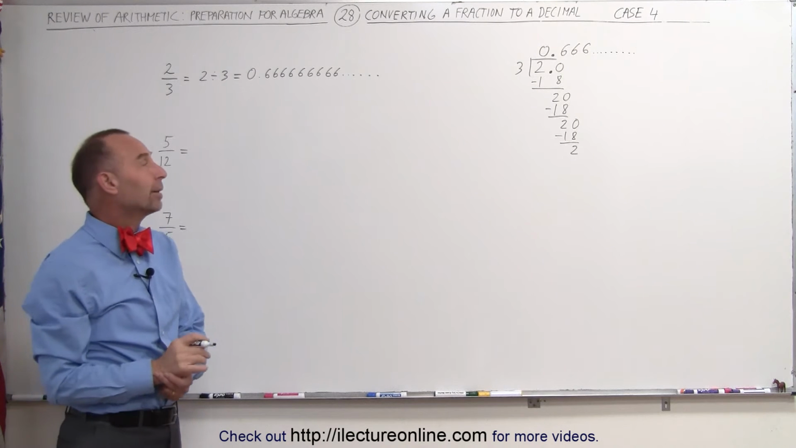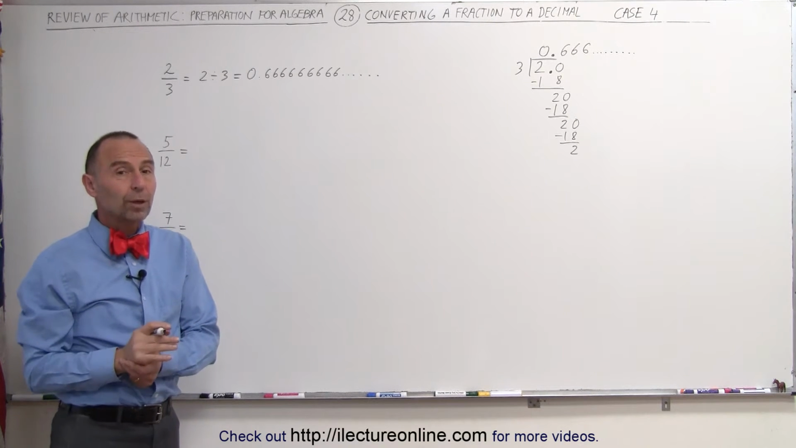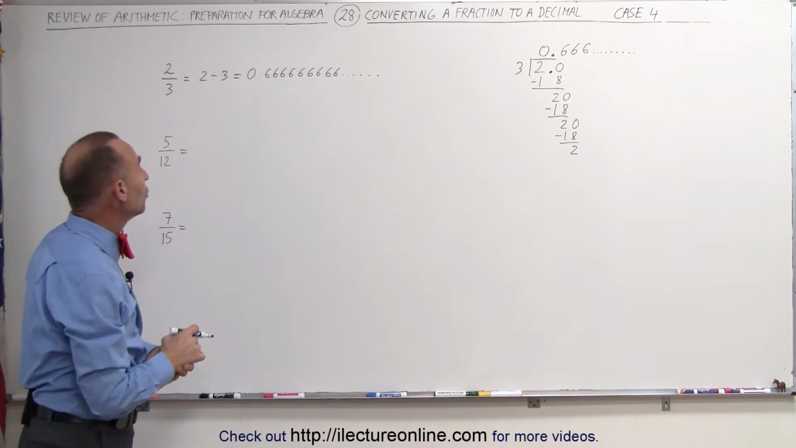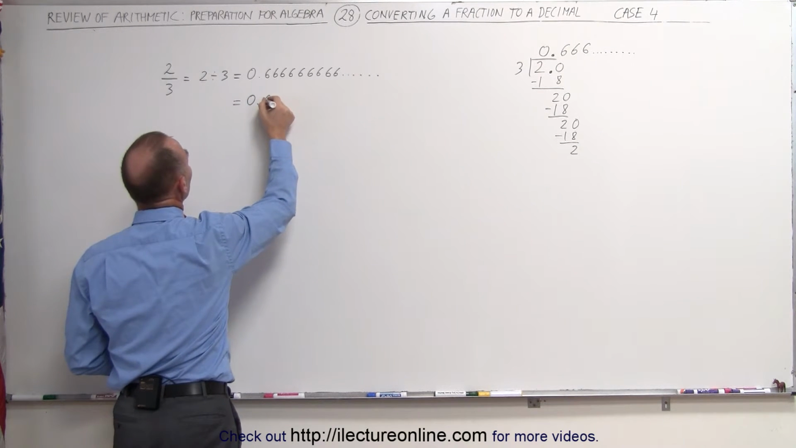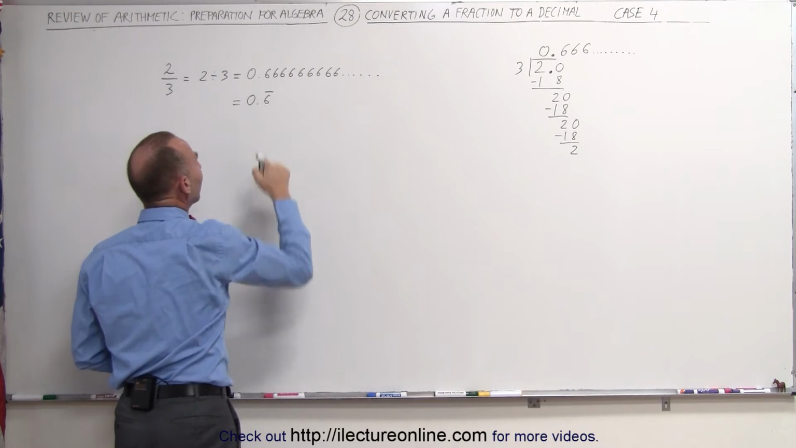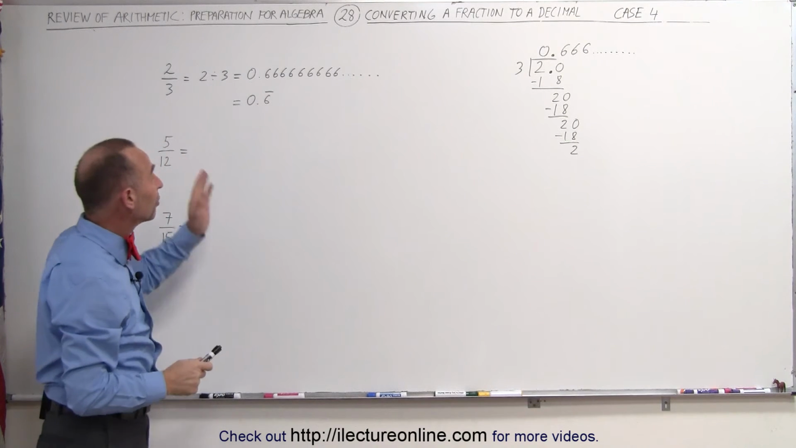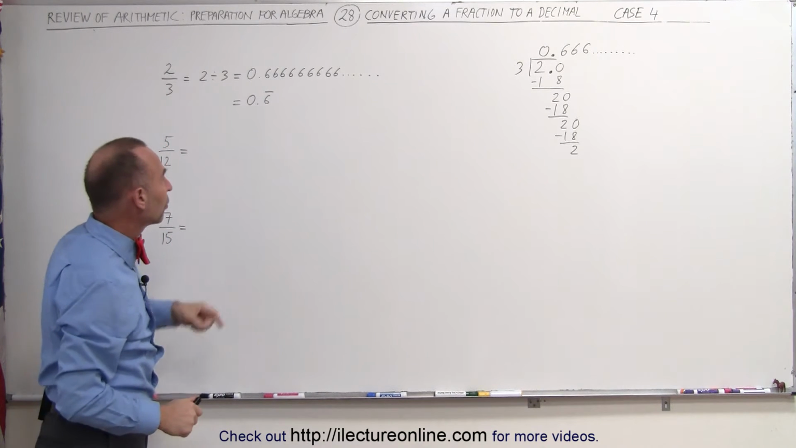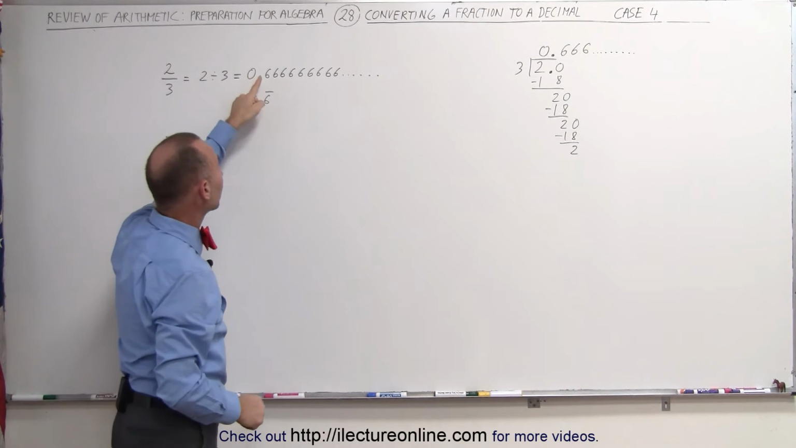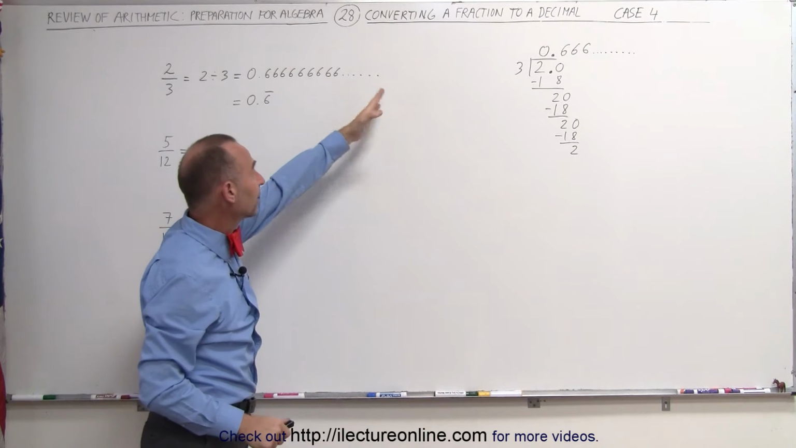How do you properly write that? Well, there's several things we can do. One of the things we can do is write it as follows. This can now be written as 0.6 with a line on top. This line on top simply means that it continues with 6's forever without ever changing. So this really represents 0.6666666 dot dot dot forever.